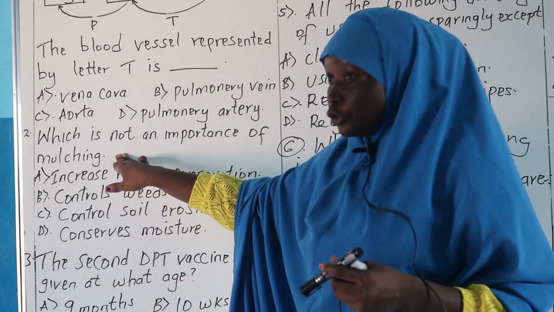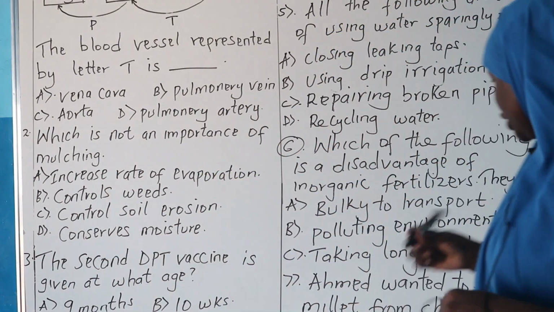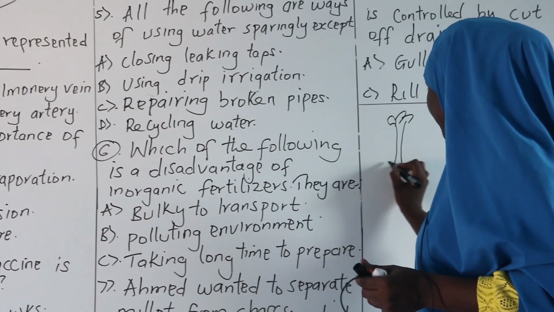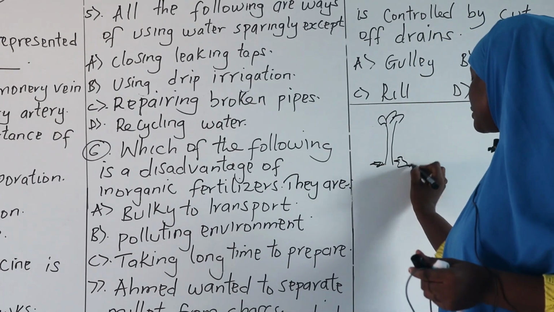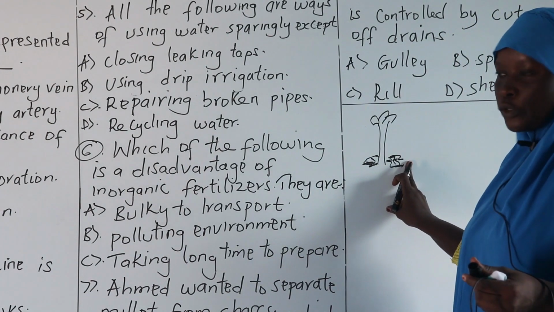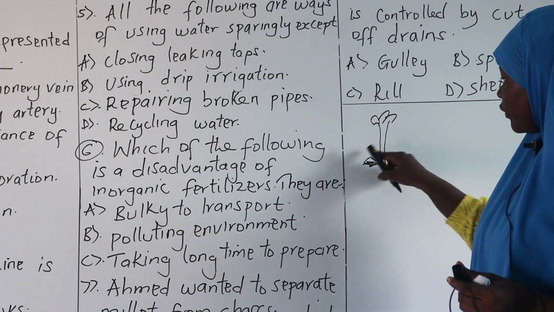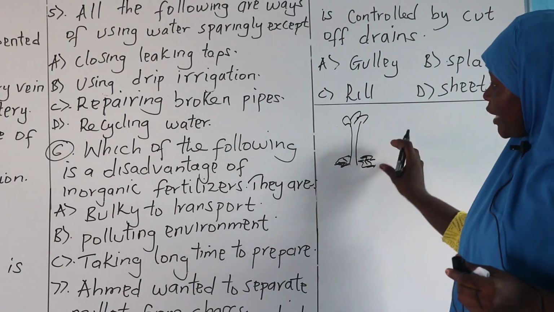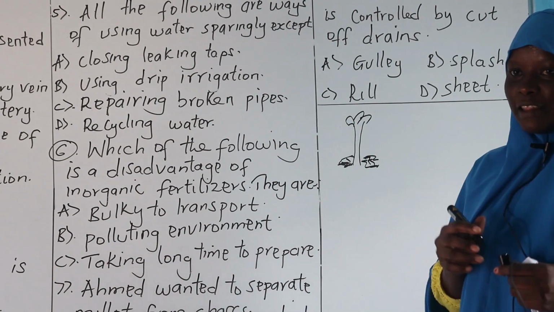Do you know what mulches are? A plant is growing. We have a plant growing here. Then down here we put dry grasses. These dry grasses we put down here, this is what we call mulches. So one function of the mulches, when they rot or decompose, they make manure, they add manure to the soil. Apart from adding manure to the soil, mulching also has other functions.